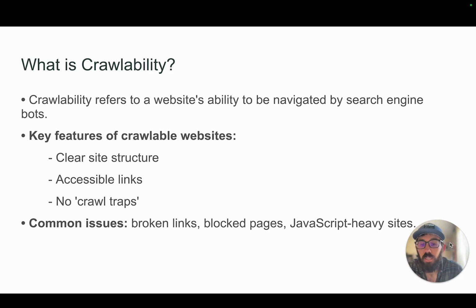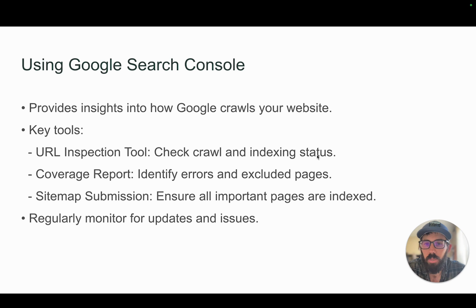Common issues include broken links. So if you have links on your page that don't work, that's not helpful. If pages are blocked by the robots.txt file or something else. JavaScript heavy sites, if search engines can't navigate through things. If there are orphan pages, an orphan page is a page that we can't get to through clicking on links. All of that's going to hurt us from a crawlability perspective.